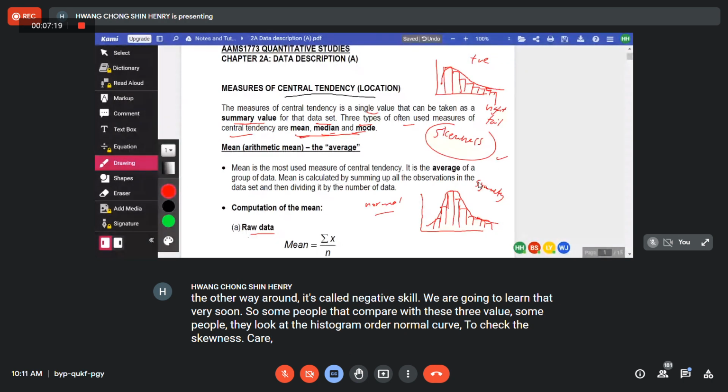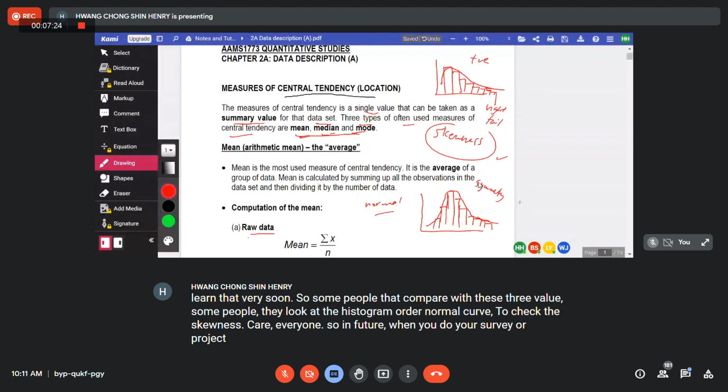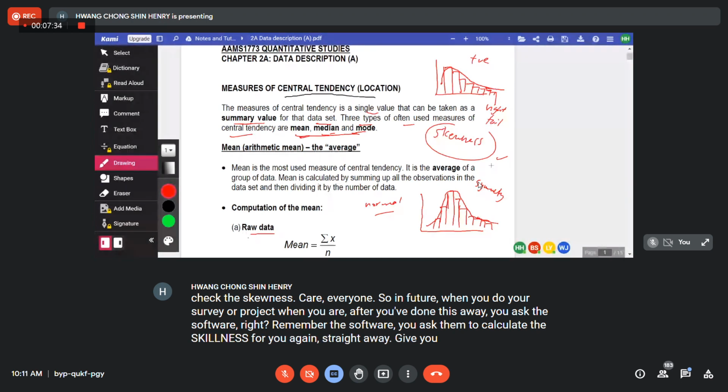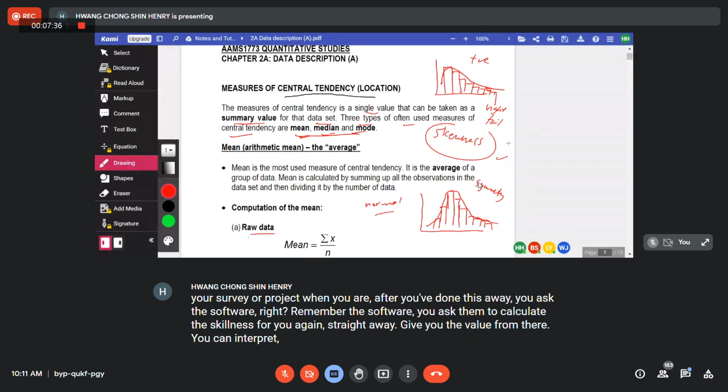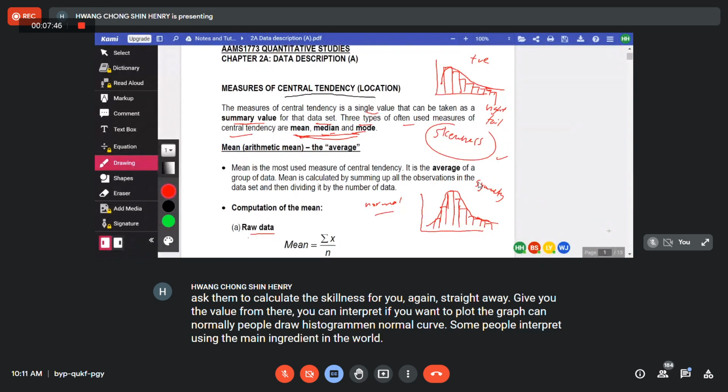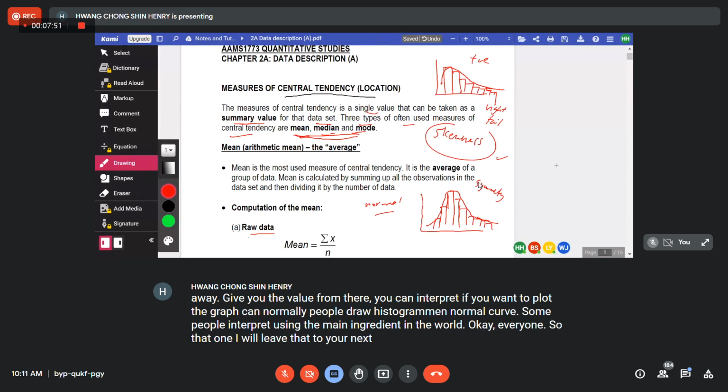Okay, everyone? So in future, when you do your survey or project, after you've done the survey, you ask the software to calculate the skewness for you. They can straight away give you the value. From there, you can interpret. If you want to plot the graph, you can. Normally, people draw a histogram and normal curve. Some people interpret using the mean, median, and the mode. So that one, I will leave to your future statistics subjects if you have.